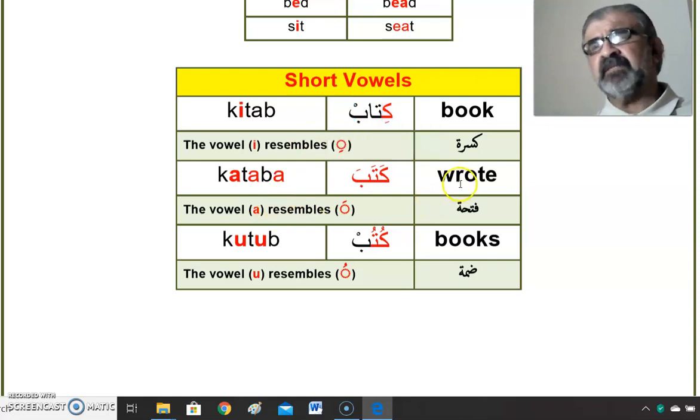As for the past tense of the verb write, wrote, in Arabic, ka, ta, ba. Kataba. As you can see, there are 3 diacritics, and all of them are fatha, written over the 3 letters of the word kataba, as you can see.